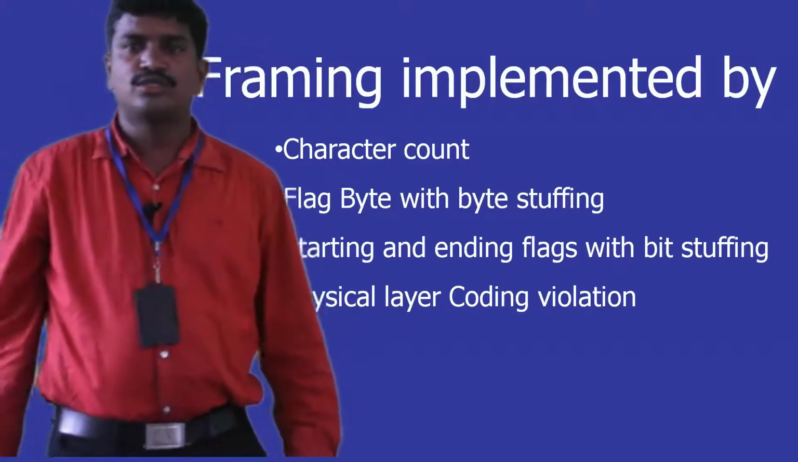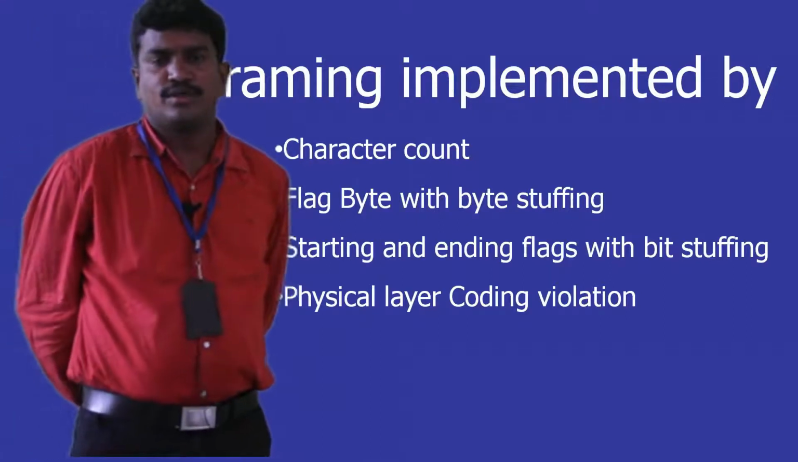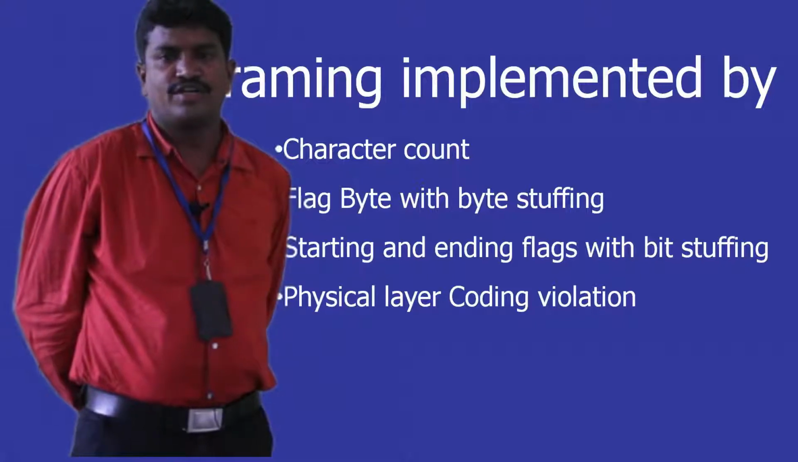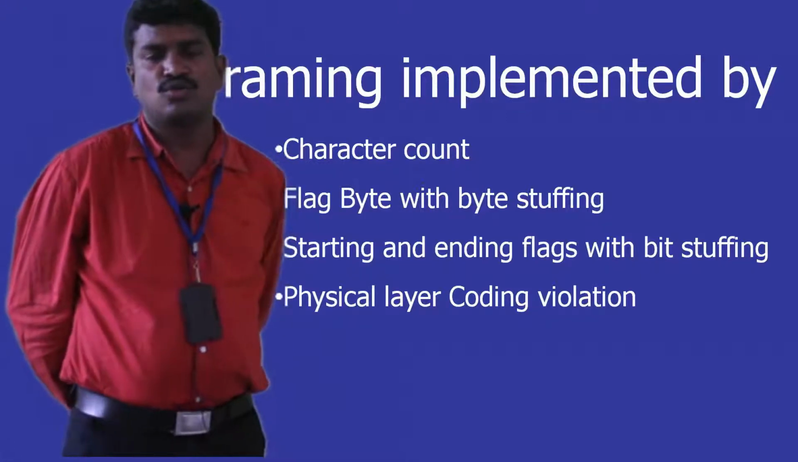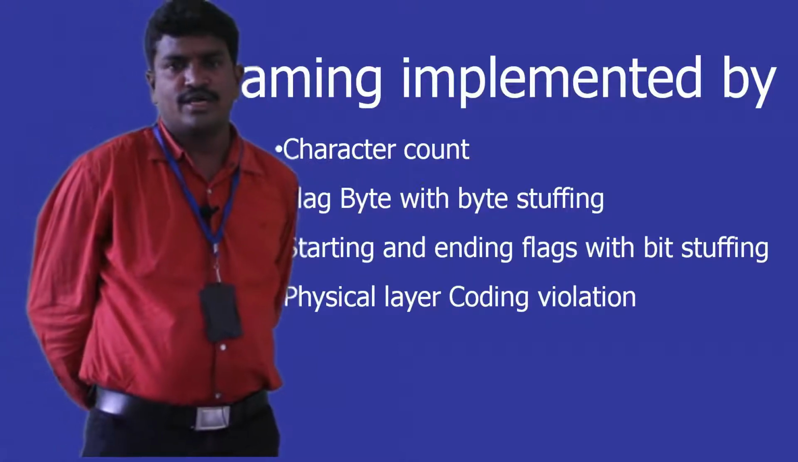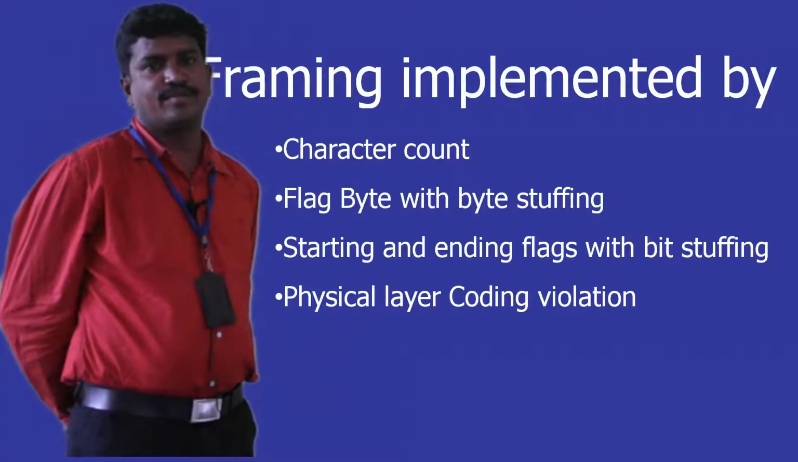Good morning, students. In this class, we'll talk about framing, one of the design issues of data link layer. It has different design issues like framing, error control, flow control. All these things are design issues of data link layer. And the first and foremost design issue of data link layer is framing.